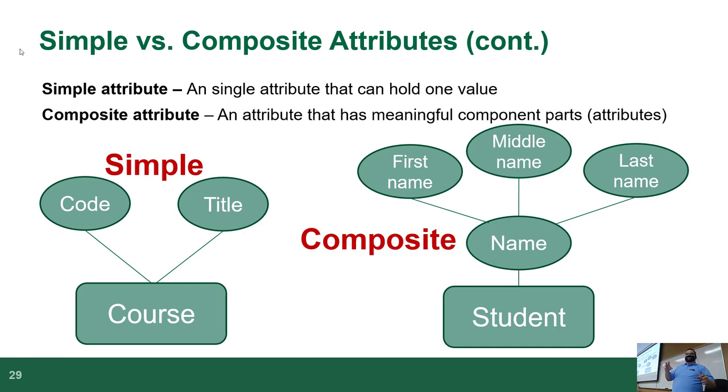Okay, just a little bit more on this. A course is pretty simple. It has a code and a title. A name, again, at first we might say it's a student's name, but a student's name might be made up of first name, middle name, last name. And depending where they come from in the world, they might have one, two, three or more, right?